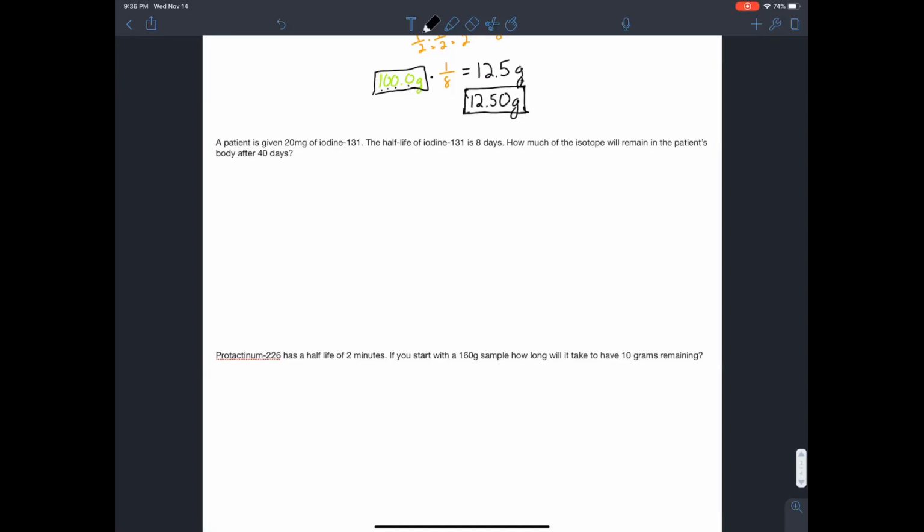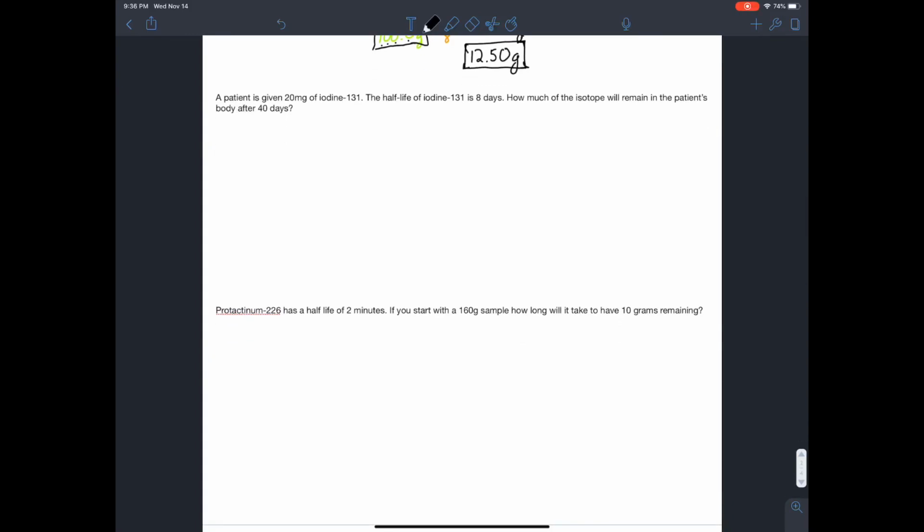What's up, guys? Let's keep plugging along here through our half-life equations. And for this next one, let's get medical. Nice. All right, so we're talking about a patient who was given a 20 milligram dose of iodine 131.